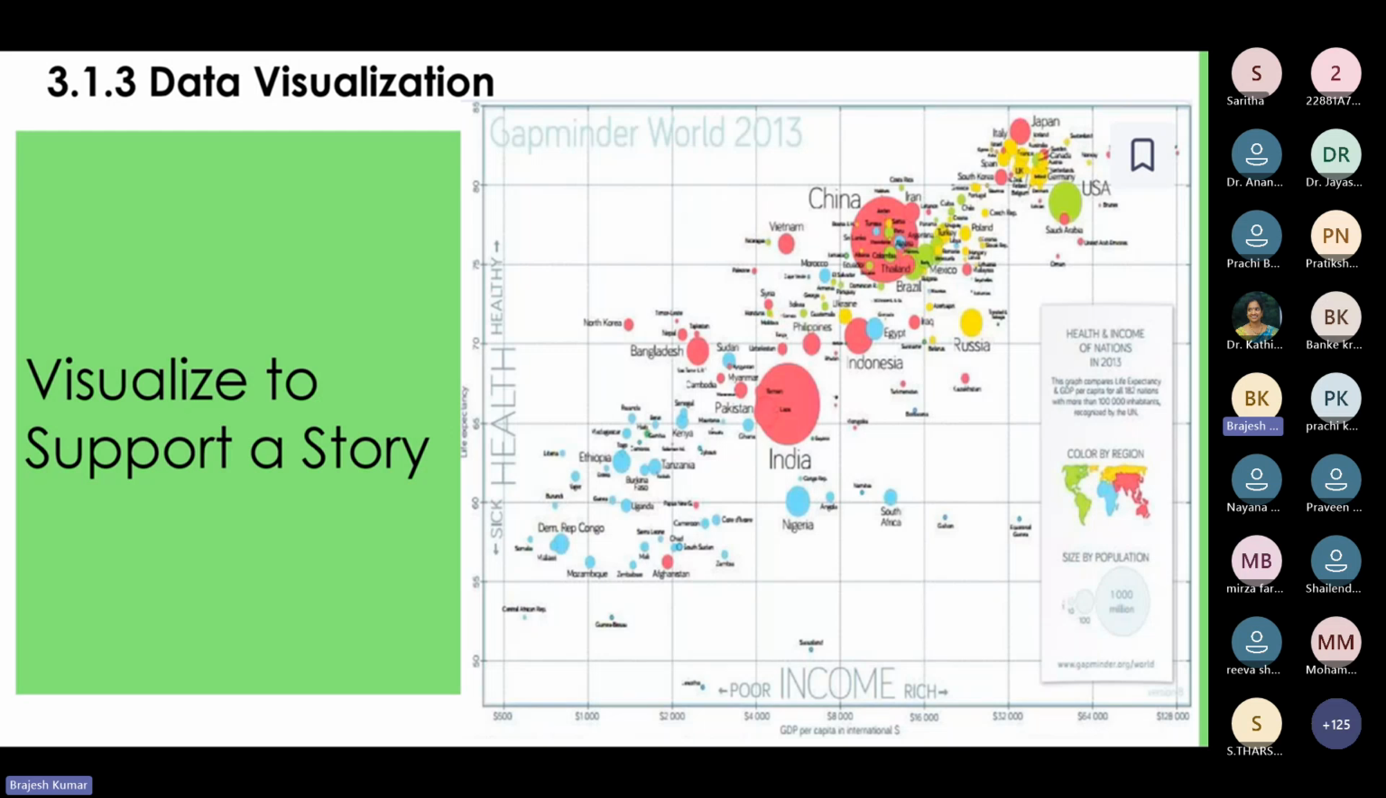Easy to read, color-wise, everything is discussed here, like the health and income of the nations in 2013. And story-wise, it's very clear.